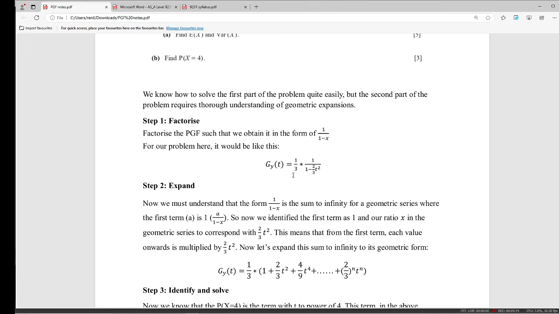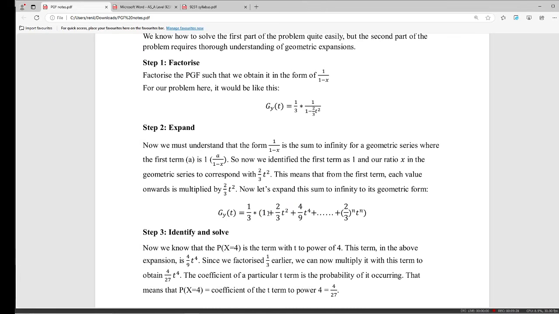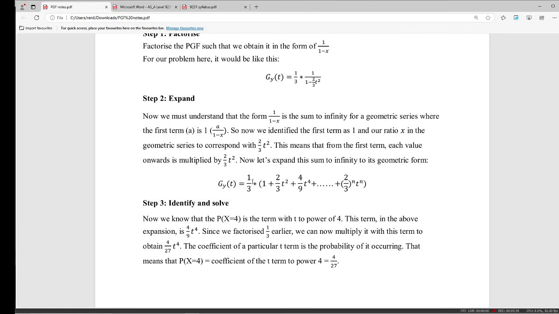So now that we know that the ratio is 2 by 3 t squared and the first term is 1, we can construct an expansion that goes like this. The first term is 1, and then we multiply by the ratio, and then the ratio again, and it goes on until you get this right here. So now that we've expanded it, and remember we factorized 1 by 3. So step 3 is to finally solve.